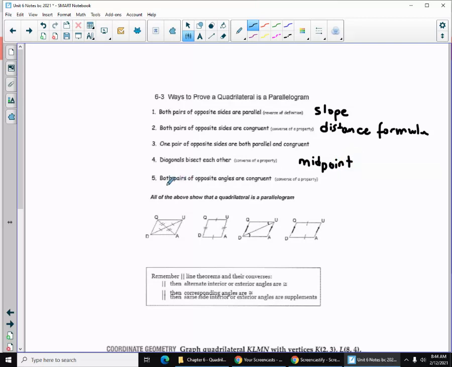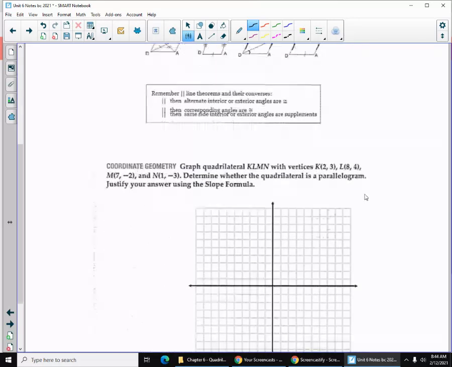And we can also show that both pairs of opposite angles are congruent, which is not easy to do with our skills. But again, if you can somehow show that both pairs of opposite angles are congruent, you can conclude that the quadrilateral is a parallelogram. So in this video, I will show you 3 examples. How do we apply this in coordinate geometry? Okay, so example number 1.